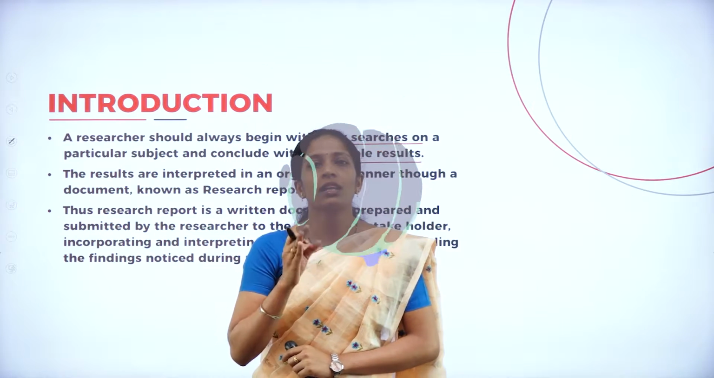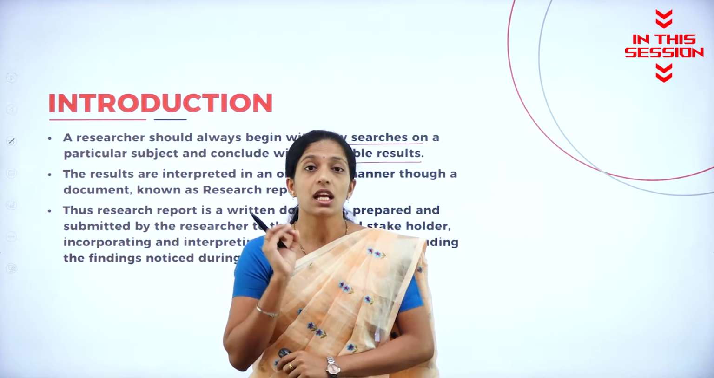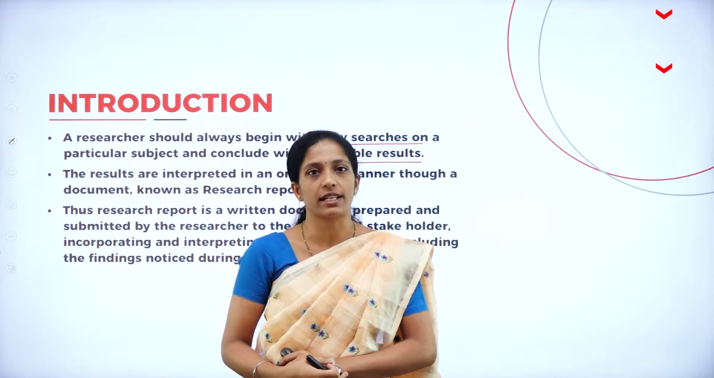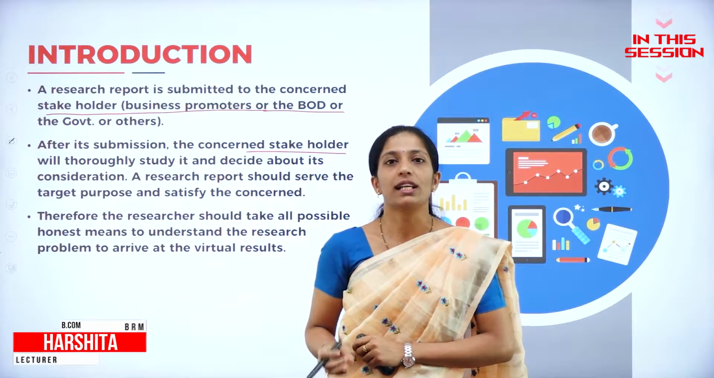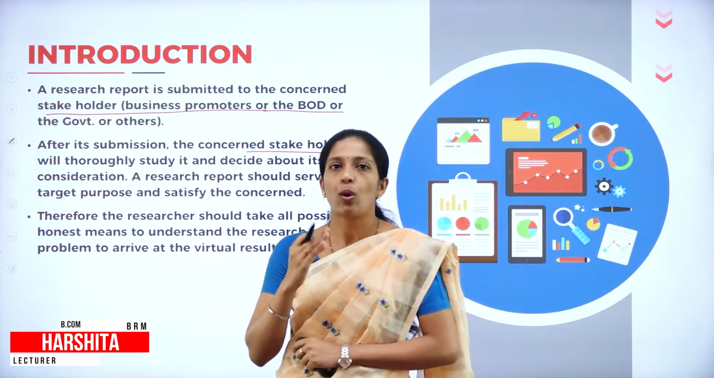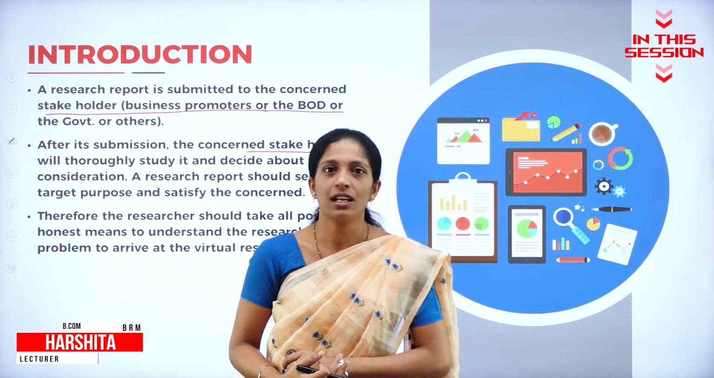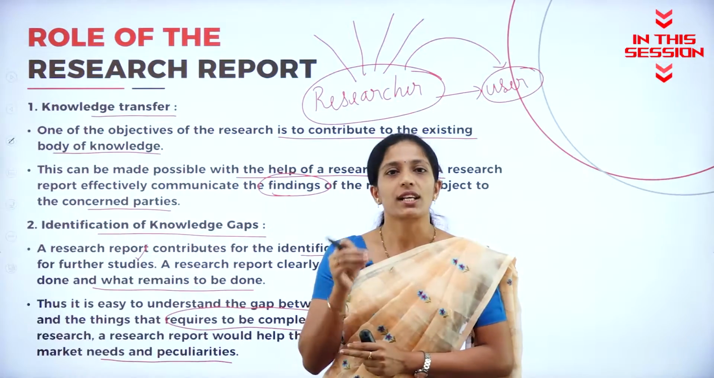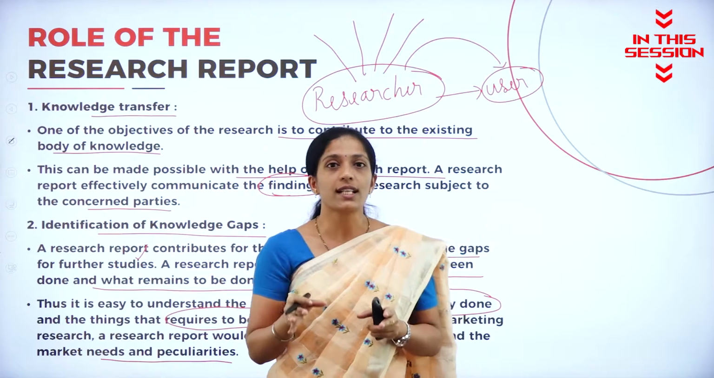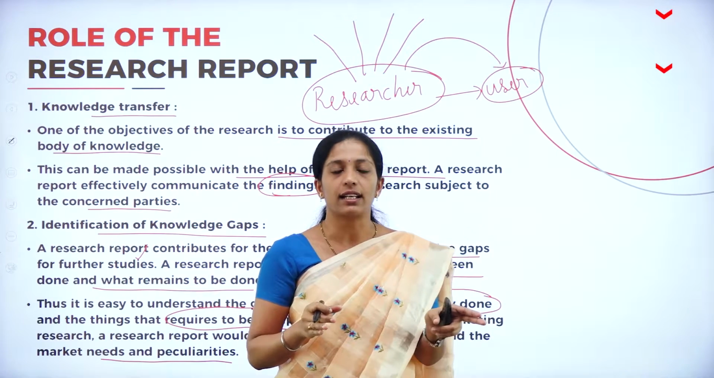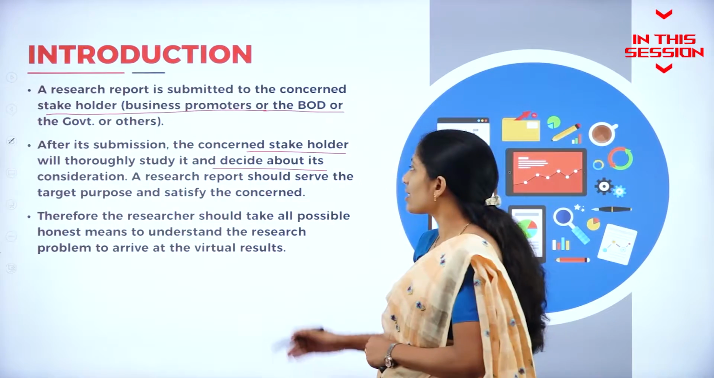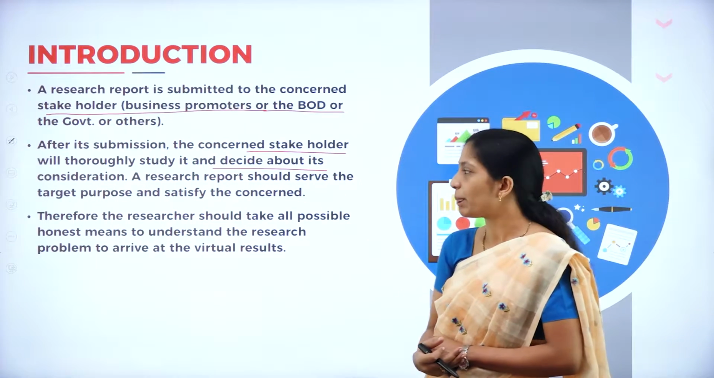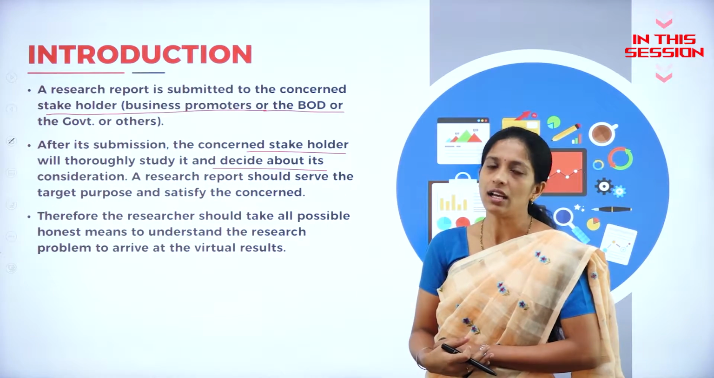So, the main intention of research activity is to find a solution to a particular problem. The stakeholder will go through the research report thoroughly so that he'll come to know what is the exact position of the business activity. So, the researcher will come to know what are the studies that have already taken place and what studies have to be taken in the future. Research report should serve the target purpose and satisfy the concern.